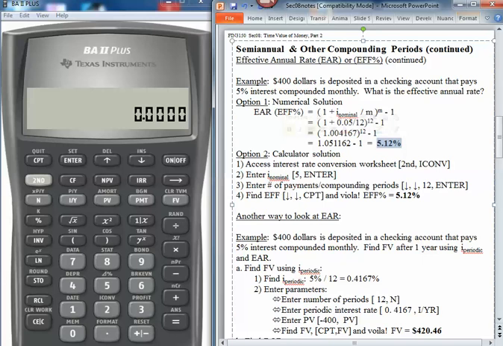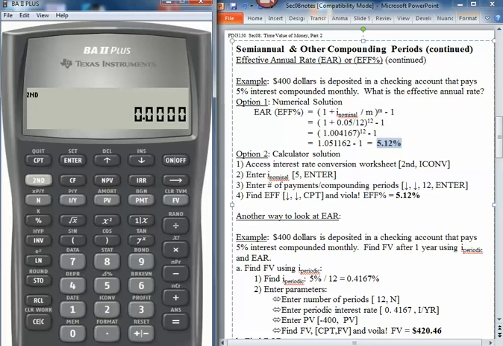Now your calculator can do this. In the BA II Plus, we'll be using the iConversion worksheet, which is found above the 2 key. In the TIs, you'll find the same function, but it's called the EFF function in your financial functions. So we'll enter into that iConversion worksheet, and I'm going to clear the functions.